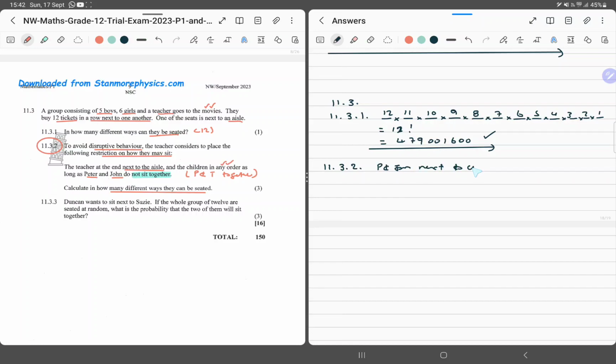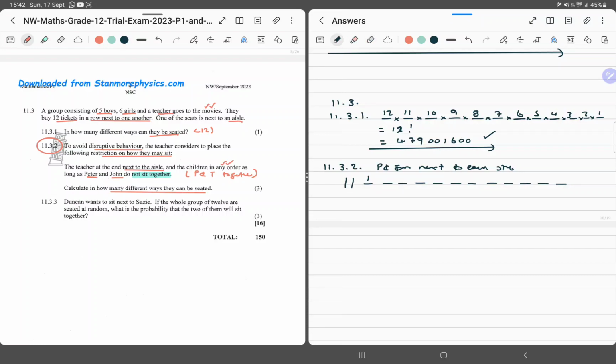Next to each other. This is going to be 1, 2, 3, 4, 5, 6, 7, 8, 9, 10, 11, 12. Now the teacher is fixed. Let's say this is the aisle right here. So the teacher is here. There's only one option for that first seat because the teacher is next to the aisle.